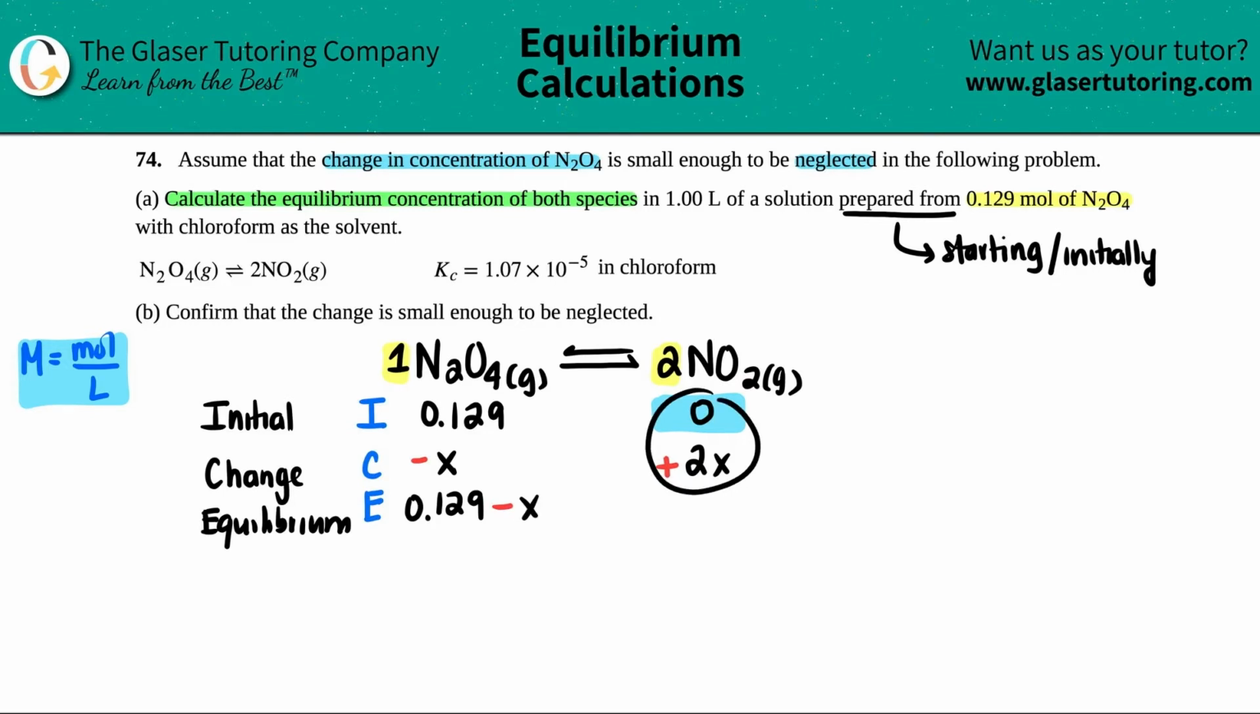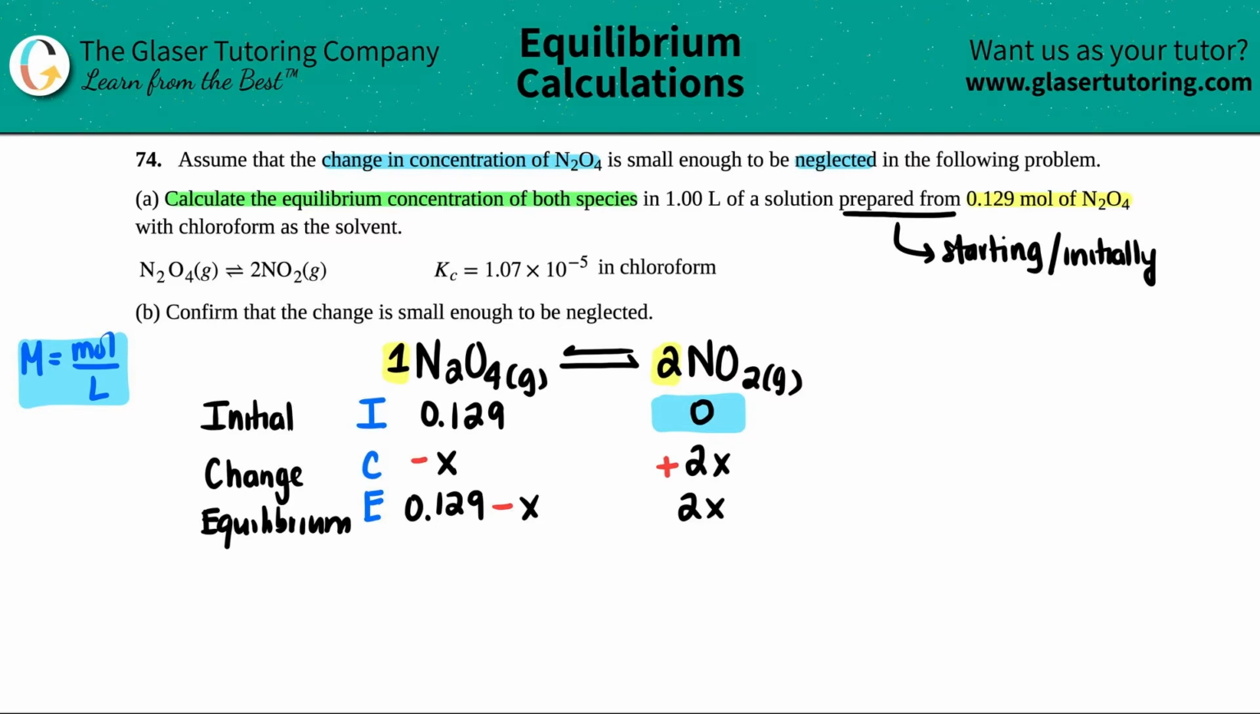And then this one would be 0 plus 2x, which is literally just 2x. So now here comes the equilibrium line. This is the only information that we care about when we plug it into our Kc equation. Now, they did say, assume that the change in concentration of N2O4 is small enough to be neglected. So, with that being the case, that means that whatever you initially started with, there is such a small change that even if you subtracted such a small number, you would get exactly where you started from. So this is what we mean by neglecting.